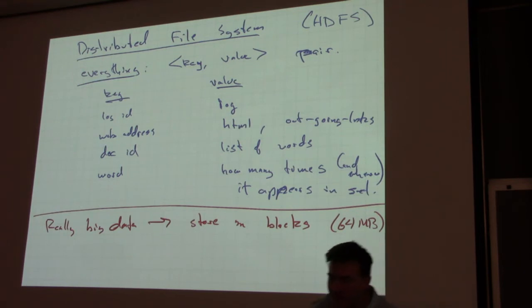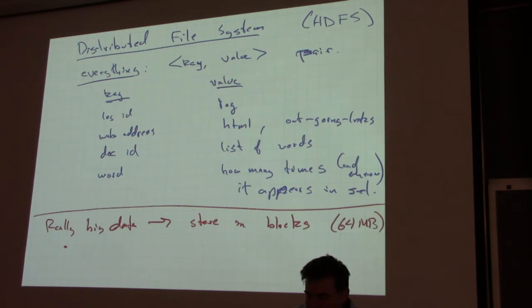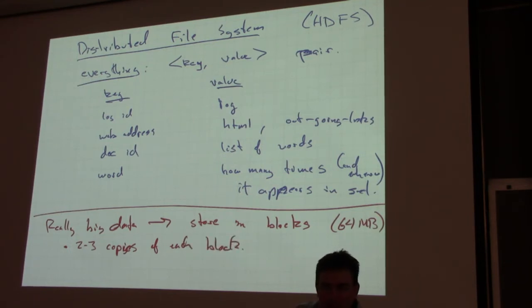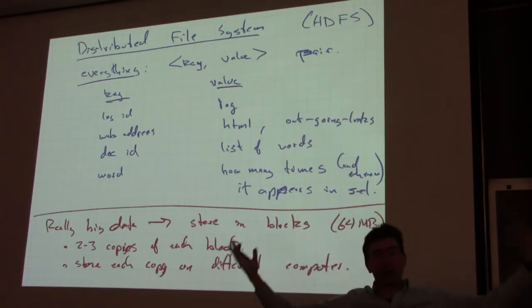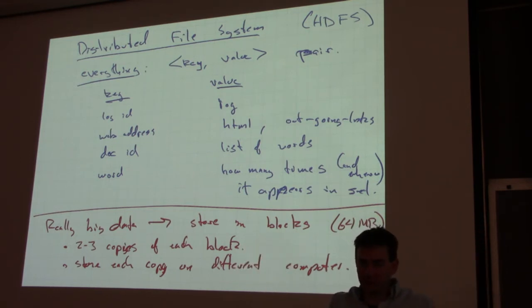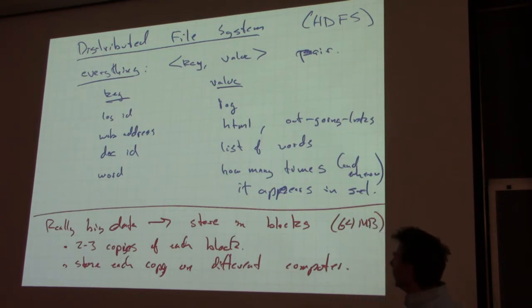Okay? And then what might be interesting about this is that I'm going to make 2 to 3 copies of each block, and I'm going to store each copy on a different computer. So I've got a big distributed set of data that I cannot fit all in one computer. I need to store it across many different computers. And so I'm going to break it down into these blocks, make 2 to 3 copies, either 2 or 3, and that's consistent across the system typically. And then I'm going to store each copy on a different computer, and basically at random.